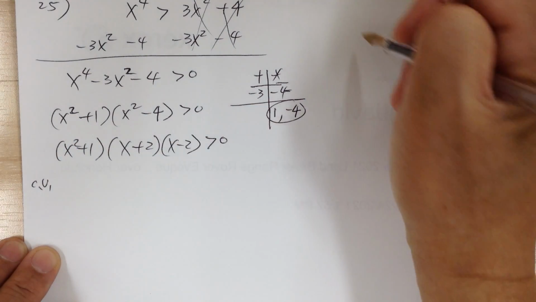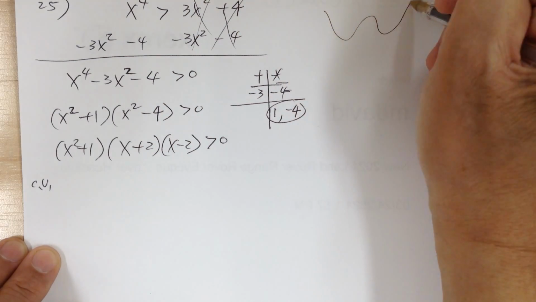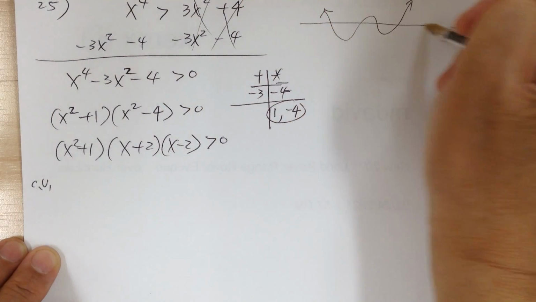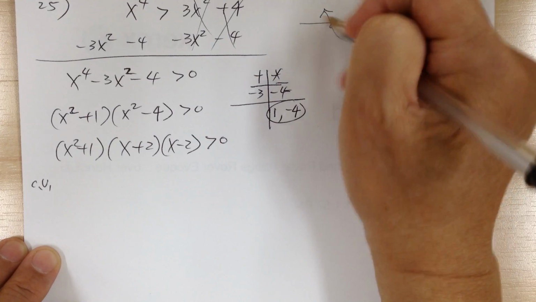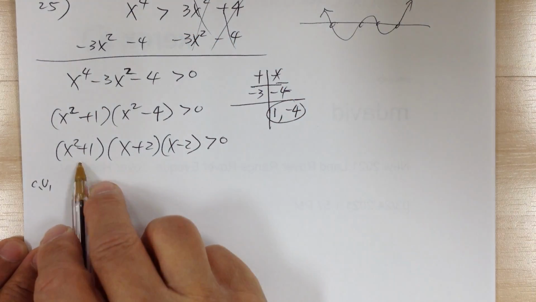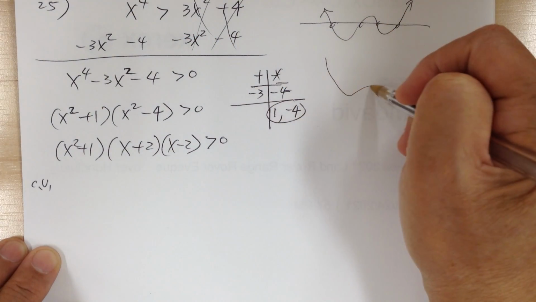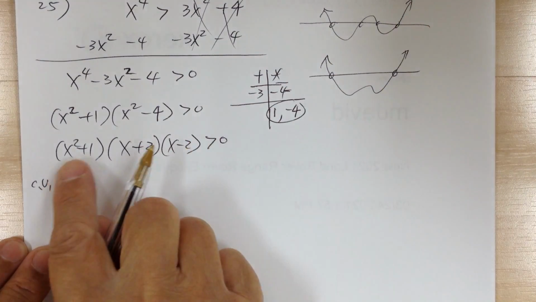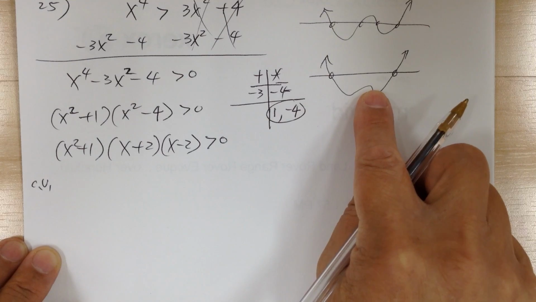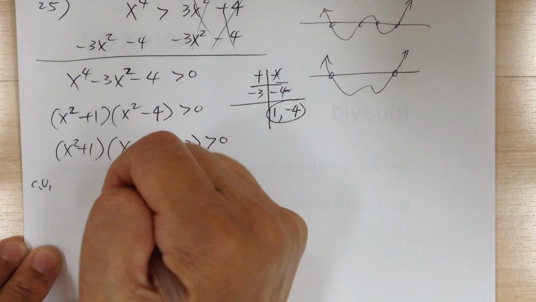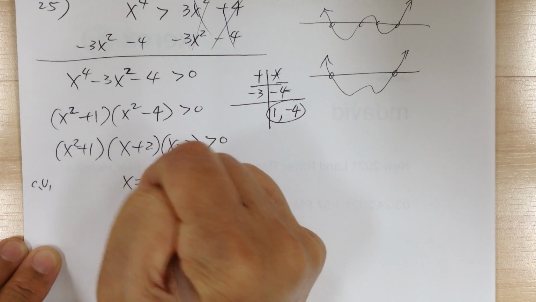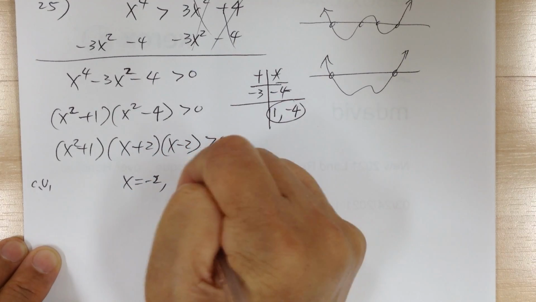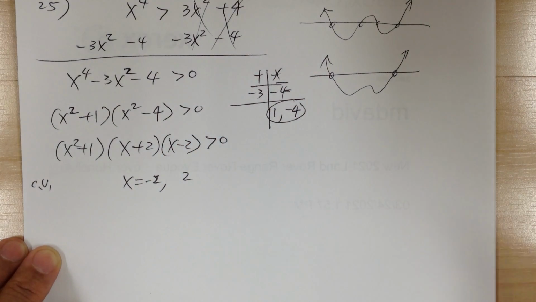So what I'm saying is that normally with the fourth power, the graph will look something like this. Normally you get 4 points, because of the 4th power. But because of this factor, you end up with something like this, where you only get 2 points. You don't get those 2 points. So anyway, from here, you're going to get x equal to negative 2 and positive 2. So those are your critical values.